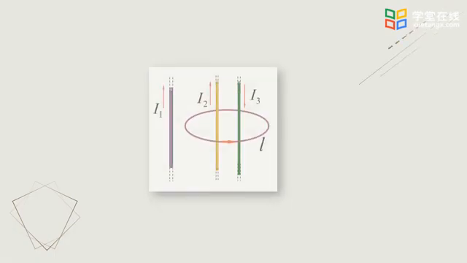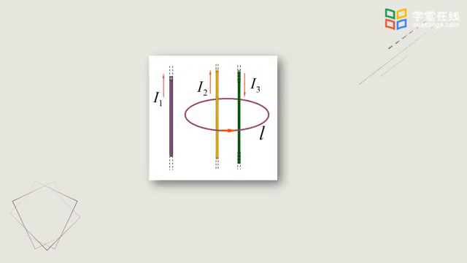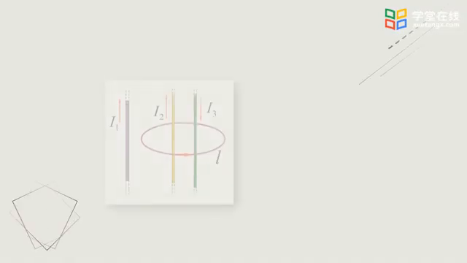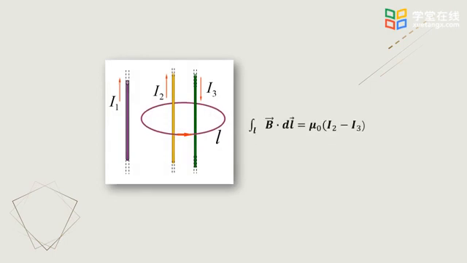For example, here we have I1, I2, and I3. I1 is not encircled by the loop. I2 is upward and I3 is downward. We integrate around the loop in a counterclockwise direction. Therefore, I2 is now positive and I3 is negative by applying the right-hand rule. So, we write the expression by using Ampere's law for this case.